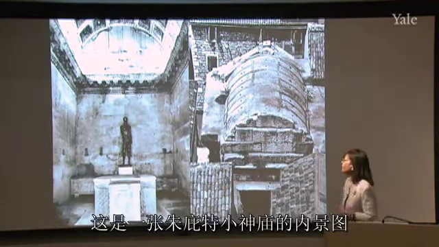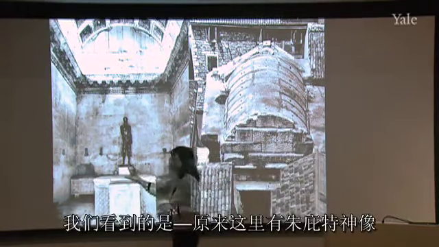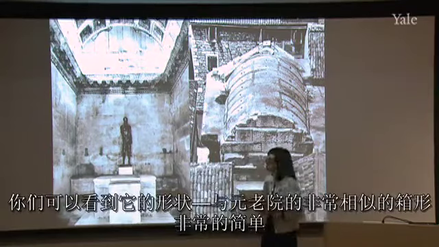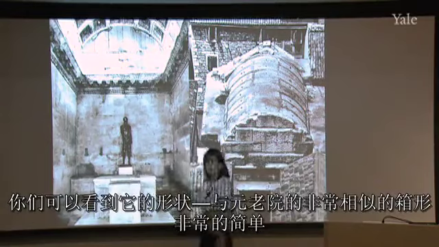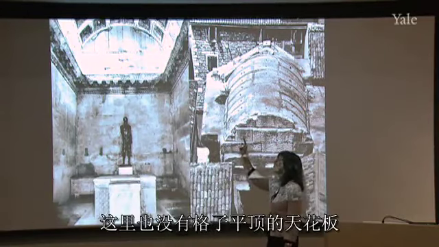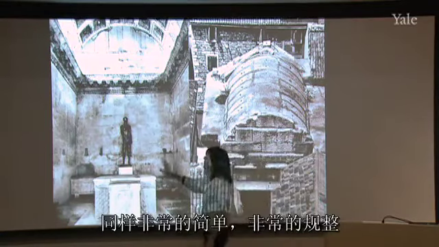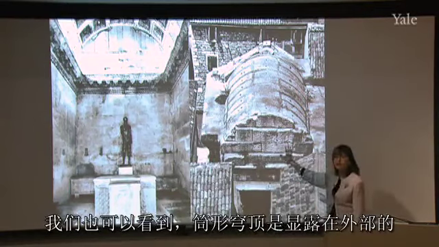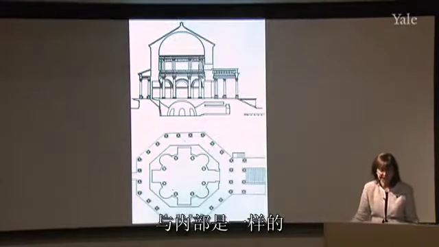Here's a view of what the small Temple of Jupiter looks like. It originally had a statue of Jupiter. Now it has a statue of St. John the Baptist. But you can see the shape, very much like the Curia. A box-like shape, very simple. In this case, not with a flat coffered ceiling, but with a barrel-vaulted coffered ceiling. But again, very simple, very geometric, and we can see that that barrel vault is exposed on the exterior. We can see the shape of the barrel vault from the outside as well as from the inside.